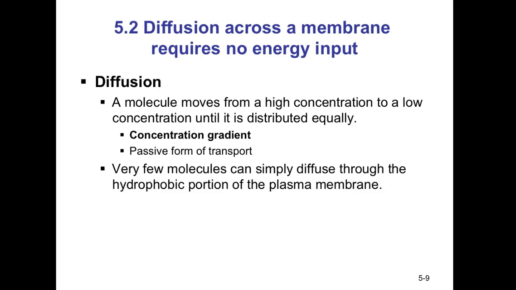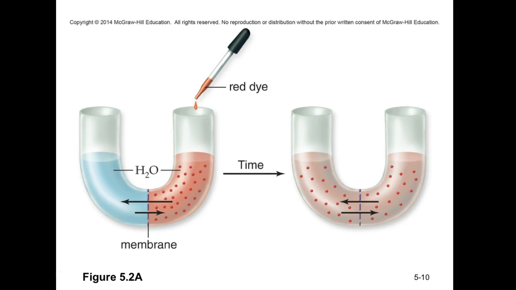At that point, we would say that the substance has reached equilibrium. Very few molecules can simply diffuse through the membrane, the hydrophobic portion of the membrane itself. So one example would be if you were to put a red dye in, the red dye would travel through the membrane until it is equally distributed on both sides of the membrane and equilibrium has been established.